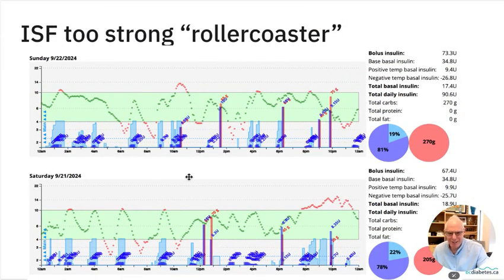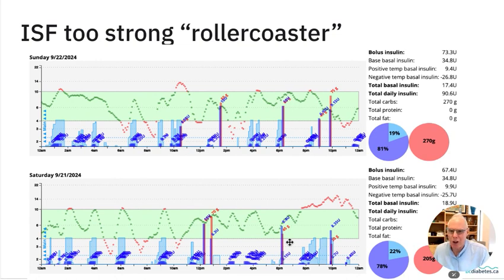Now this is one of the classic patterns that you guys are never going to forget about. Here we've got a roller coaster. The roller coaster always means the ISF is too strong. So we're going to weaken the ISF probably by 20% or even more to get rid of these scary lows.